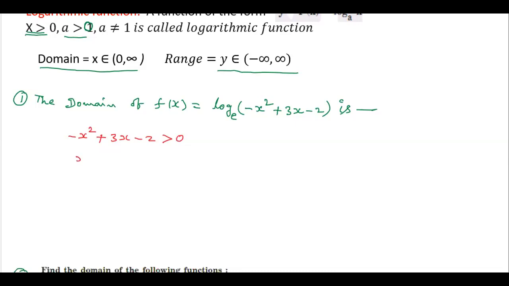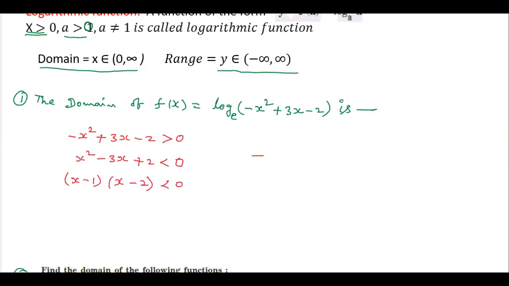Take minus common and send to the right hand side. We get x square minus 3x plus 2, and the symbol is going to change, less than 0. So here this is a quadratic expression. Split into factors. Finally we'll get the factors like this: x minus 1 into x minus 2 less than 0.